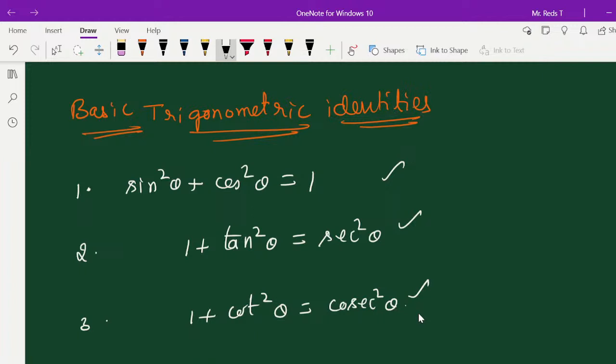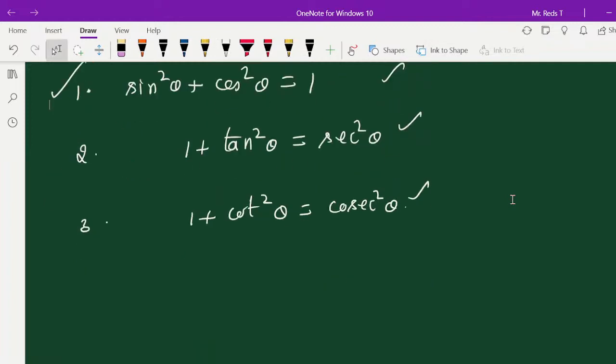These three trigonometric identities we will use a number of times in physics. Out of these, the first one we use so frequently, in a number of different chapters: sin square theta plus cos square theta equal to 1. Related to this, let us work out one simple numerical. First we will see a few standard trigonometric ratios, then we will discuss a few questions.